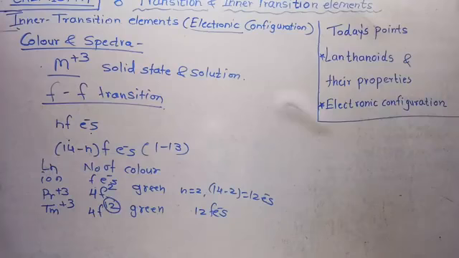So praseodymium in +3 and thulium in +3 both have the same number of f electrons, so they appear as the same color, green. Clear? The color of transition and inner transition elements is due to the number of unpaired electrons present in their valence, that is in d and f orbitals. Clear?